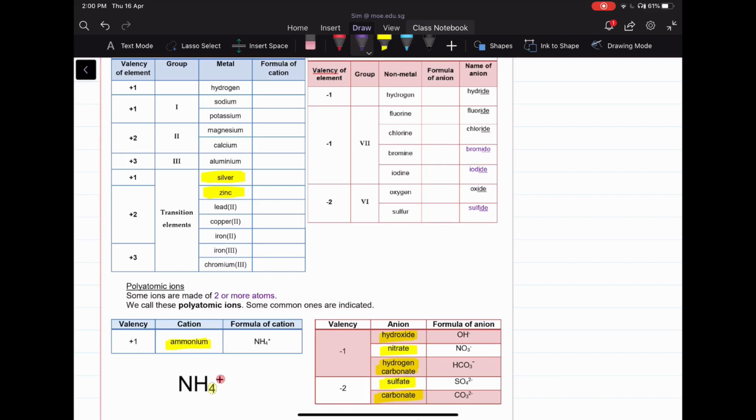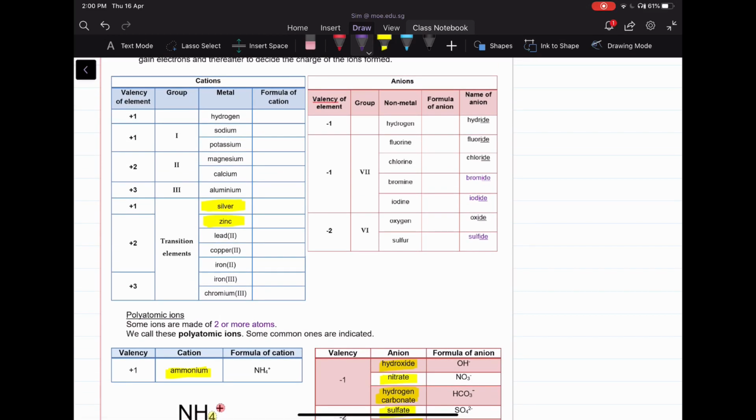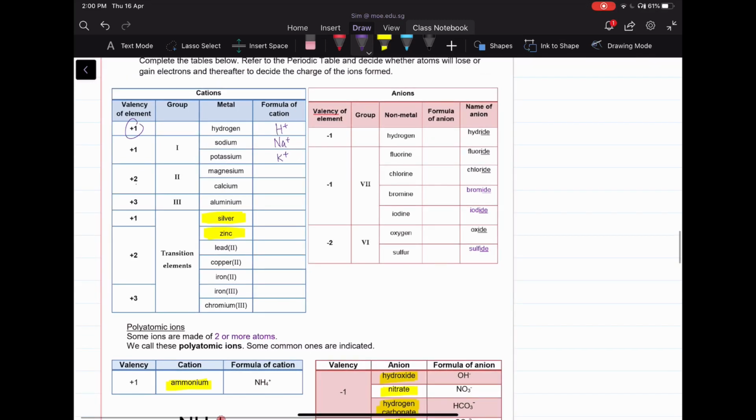So for hydrogen ion, because the cation has a +1 valency, it means that when we write out the formula, we write H+. The sodium, we write as Na+, K+, and so on and so forth. So if you look at the charge over here, you can deduce what's the formula. So you can do this by yourself. The only one that I'm going to give you a hint on is silver. Silver as an ion is Ag+. This is something that you need to remember. Zinc as an ion is Zn2+.